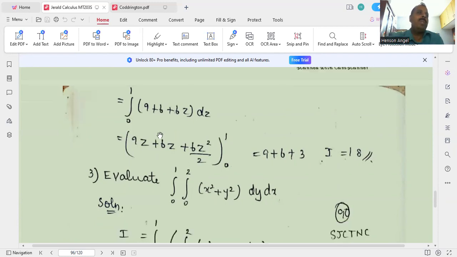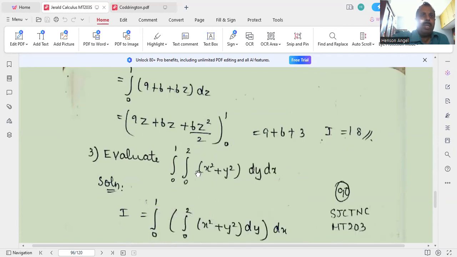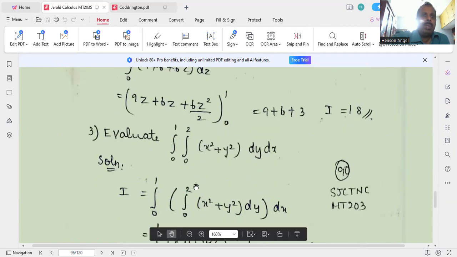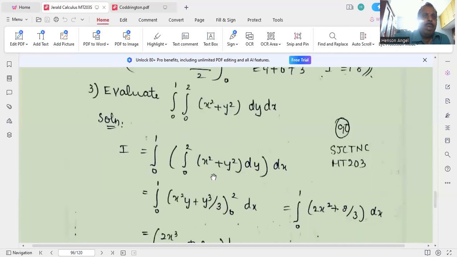Next, third problem. Evaluate this double integral 0 to 1, 0 to 2, x square plus y square into dy into dx. So here we have dy. So first we have to integrate with respect to y. We can split the given integral like this. So I equal to integral 0 to 1, integral 0 to 2, x square plus y square into dy dx.